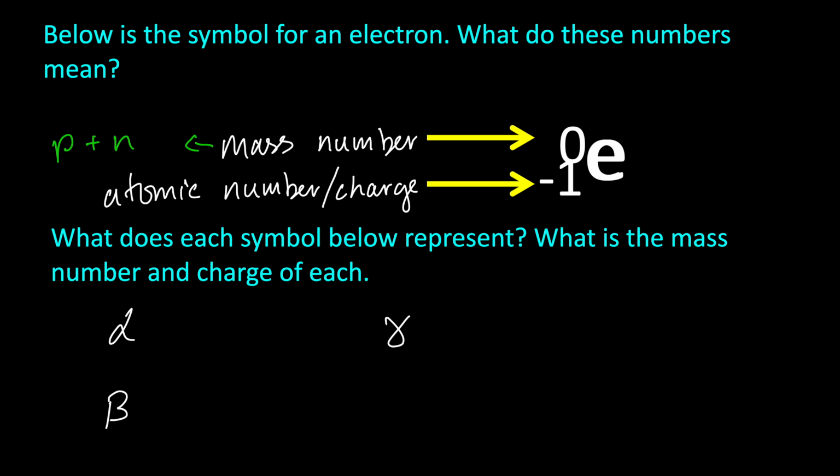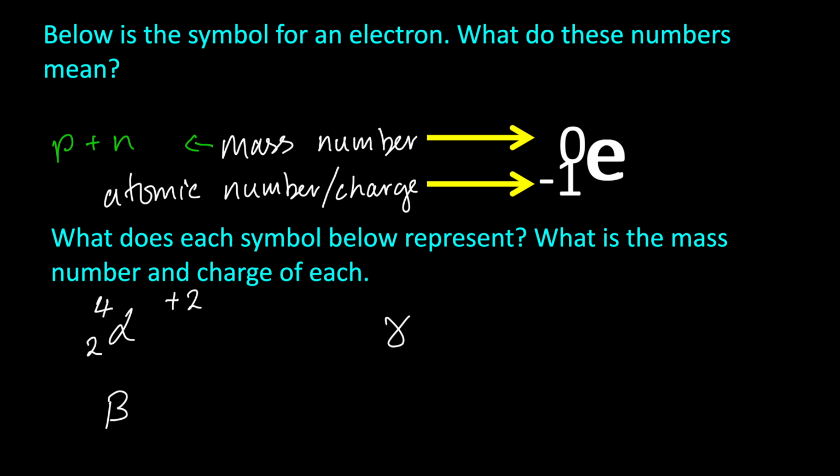So, alpha particles have a mass of 4 because it has 2 neutrons and 2 protons, and an atomic number of 2. This is a helium nucleus, and because it's a helium nucleus, it doesn't have any electrons, it only has protons. Therefore, it has a charge of +2.